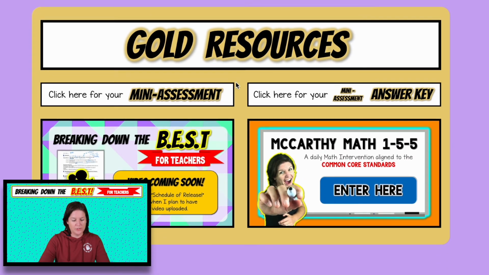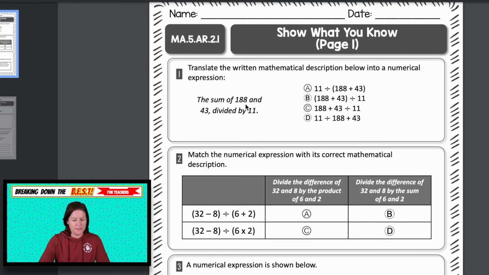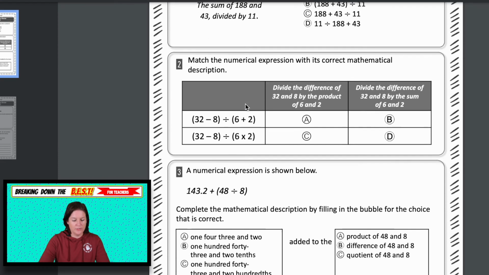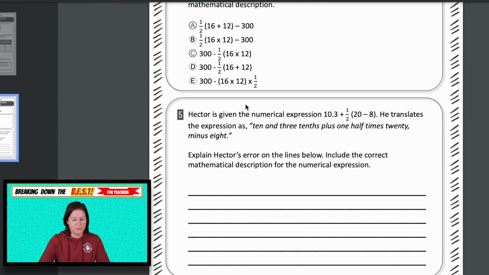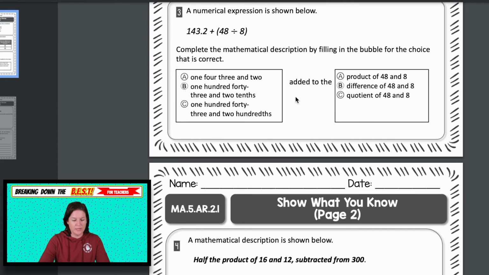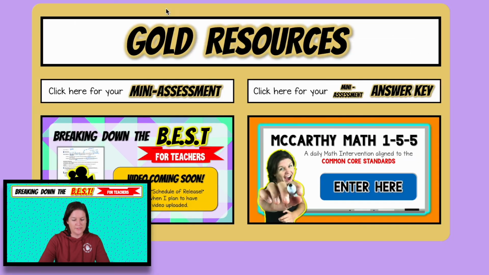Gold Plan members, you have access to a mini assessment that's aligned to the standard with a variety of question types. Cool. We also see some decimals and fractions here. Fractions, decimals, all kinds of good stuff. Got your answer key. This is where you can find this video breaking down the B.E.S.T for teachers. This is one of the perks of having a gold membership is that you get these videos ad-free. So no YouTube ads or anything like that, but you can also find them on YouTube.